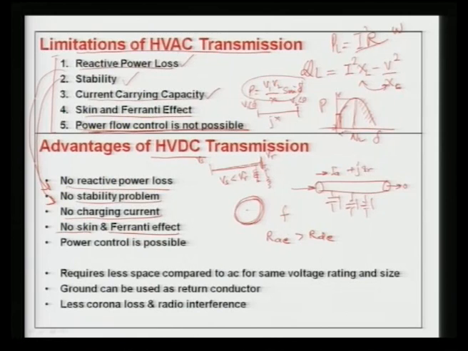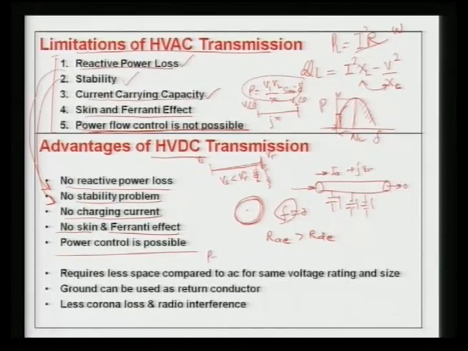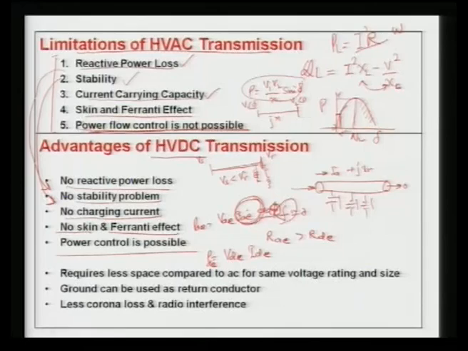Skin effect is not there, because the frequency is 0 in the DC system, and power flow control is possible. We can control our converters in such a way that we can control the power, because the DC power P DC is V DC into I DC, the DC voltage multiplied by the DC current. However, P AC is the AC voltage and AC current into cosine theta, where theta is the power factor angle between the voltage and current, and the cosine of this is the power factor.